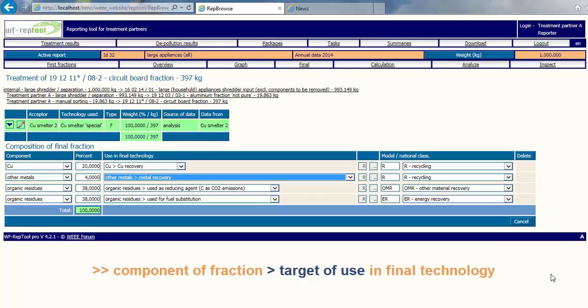But we ask on base of the components of the final fraction being delivered to a final technology, what will be the target of use of the fraction or its components in a plant, the plant technology. For metals going to metal smelters, it was quite clear for a long time period that the target is the metal recovery, or at least the use in alloy materials.